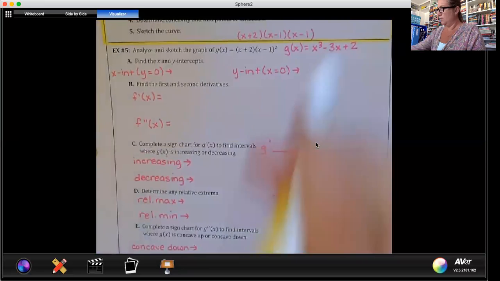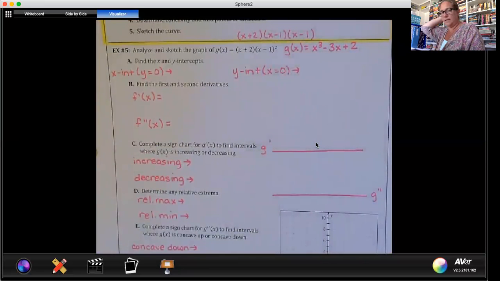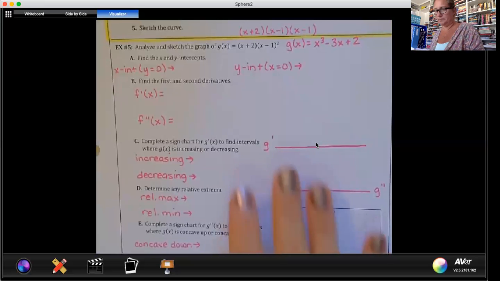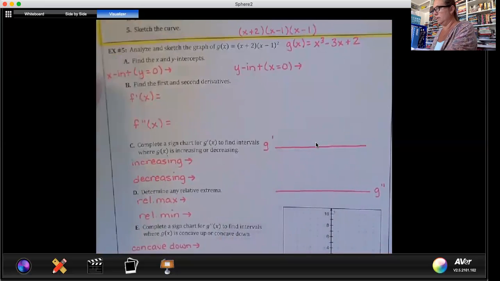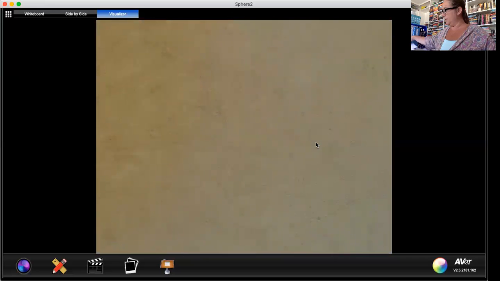All right, so we're going to do all of those things here for example 5, but I'm also going to have you grab a piece of notebook paper because I want to show you something that may help you create that graph a little bit easier. So as we look at our graph, go ahead and find your notebook paper. And we're going to start with our function.